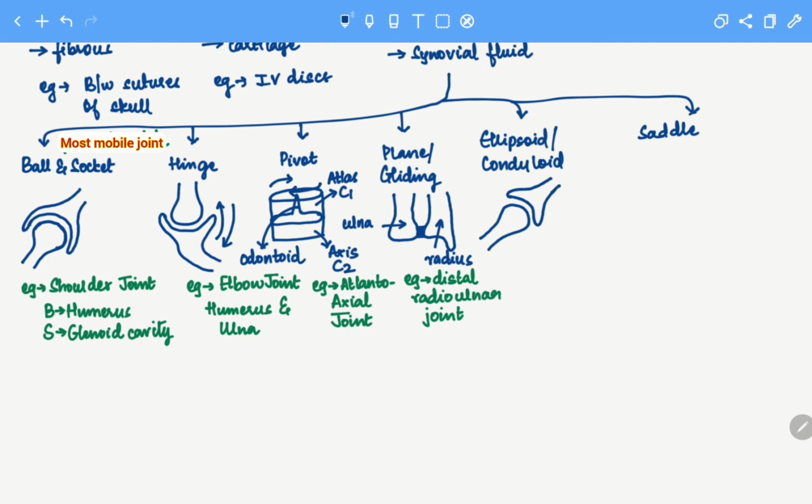Now a saddle joint is quite similar to an ellipsoid or a condyloid joint when it comes to mobility. So we'll discuss the ellipsoid and the saddle joint together. We'll draw a saddle joint. A saddle joint looks similar to the saddle that's on a horse. Both ellipsoid joint and saddle joint have mobility in two planes, and these two planes are perpendicular to one another. An example of an ellipsoid joint will be the radiocarpal joints.